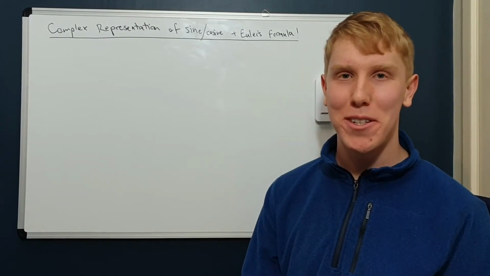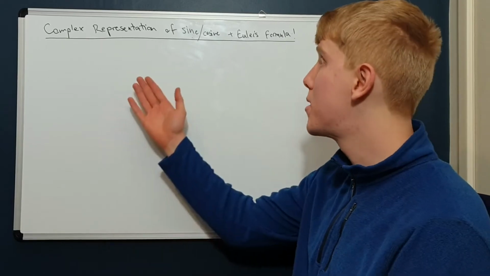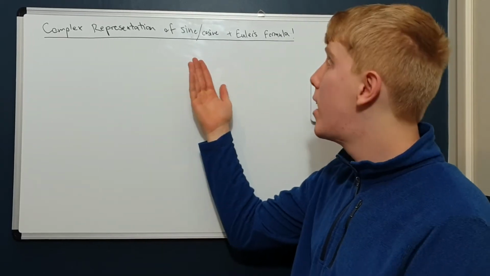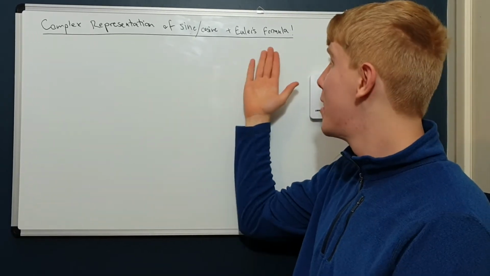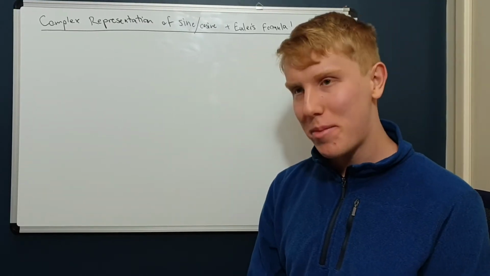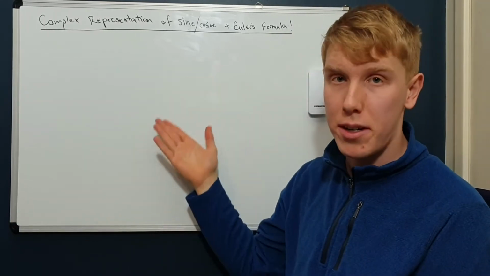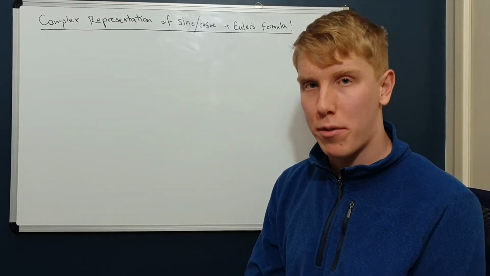Hello everyone and welcome to this video where today we're going to be deriving the complex representations of sine and cosine, which will then allow us to find everyone's favorite formula, Euler's formula. So we'll actually be starting off by finding the complex representation of arc sine and cosine, or the inverse, and then we'll be able to work from there.